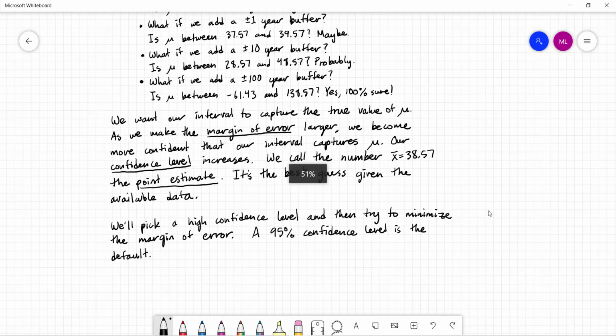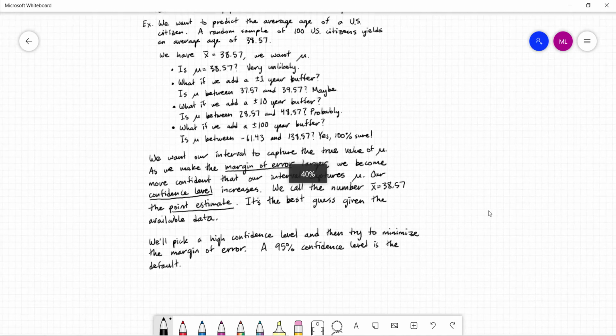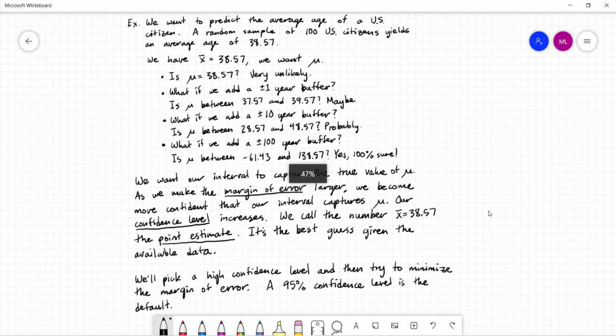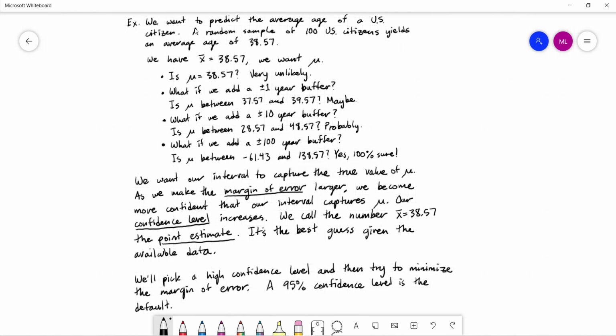So let's zoom back out and remind ourselves what we're talking about. This is the example, if I can get it all on the screen at once. Hopefully this is readable. We're trying to predict the average age of a US citizen. Our sample gave us 38.57. We know that that's probably wrong, so we need to add a buffer to it. And the goal is to find the smallest possible buffer that'll still allow us to be 95% sure that the true value of mu falls somewhere in the window.